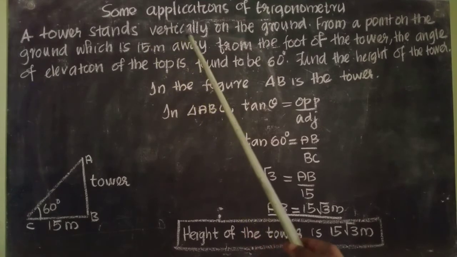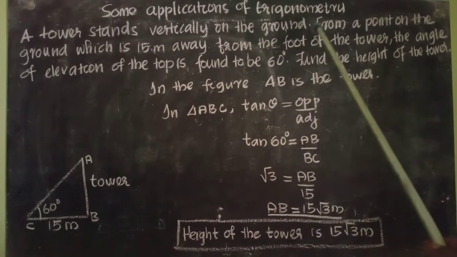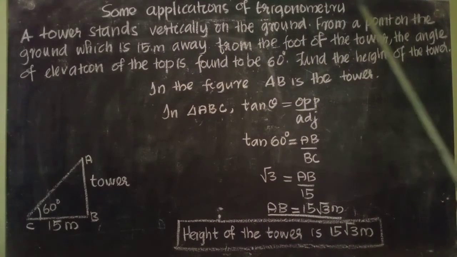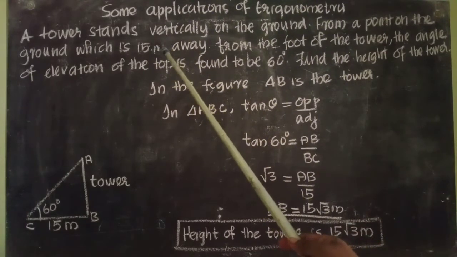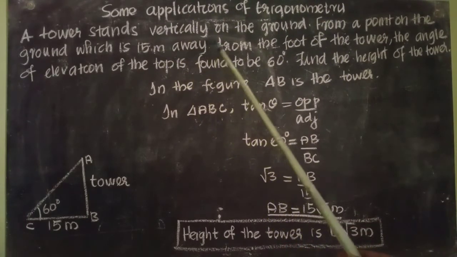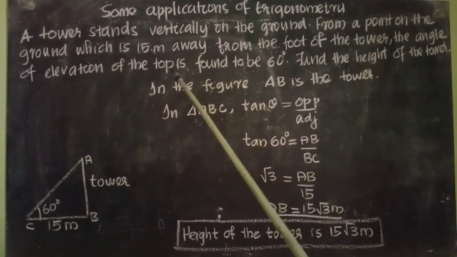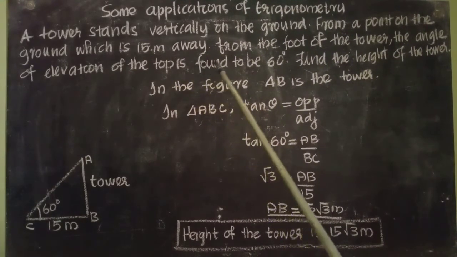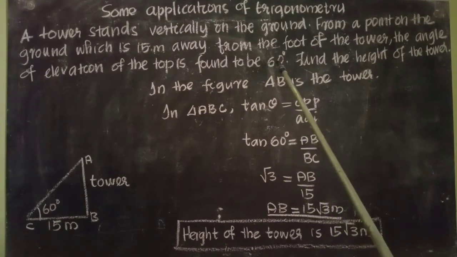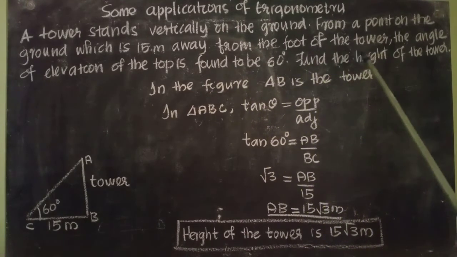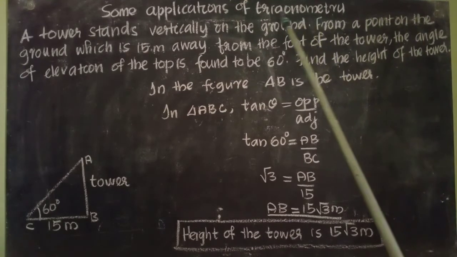A tower stands vertically on the ground. From a point on the ground which is 15 meters away from the foot of the tower, the angle of elevation of the top is found to be 60 degree. Find the height of the tower.